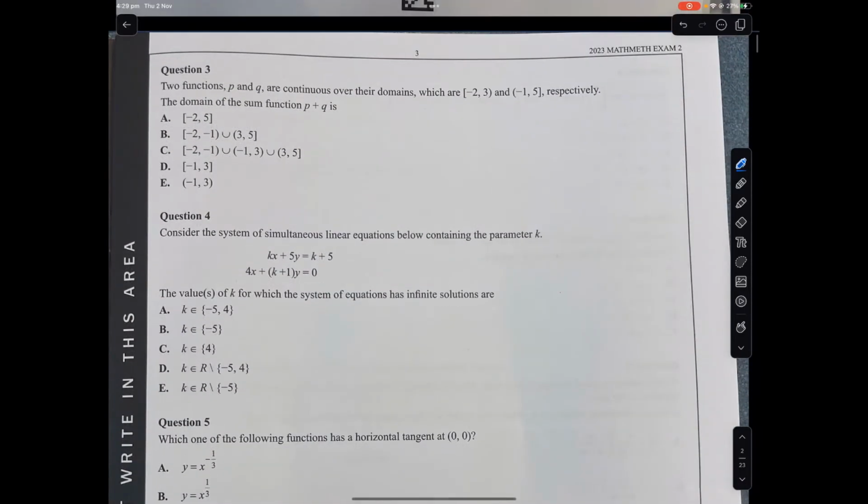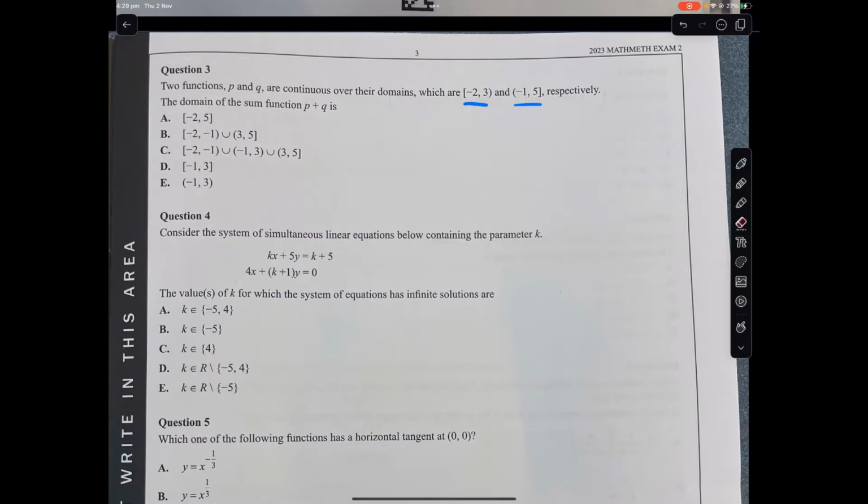Question 3. Two functions p and q are continuous over their domains, which are this and that, respectively. The domain of the sum of the functions is what? Okay, if you have two functions put together or added together, their domain is pretty much the intersection of the two domains. So what is the intersection of these two domains?